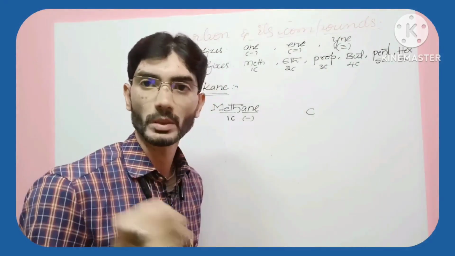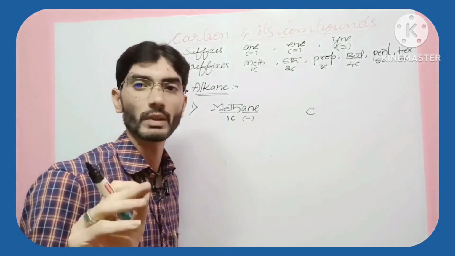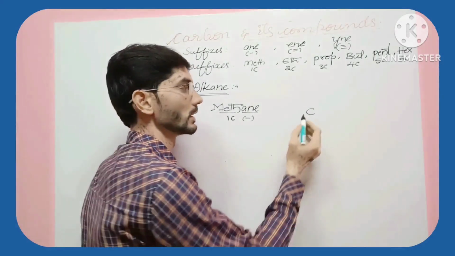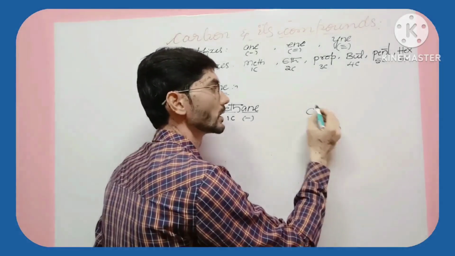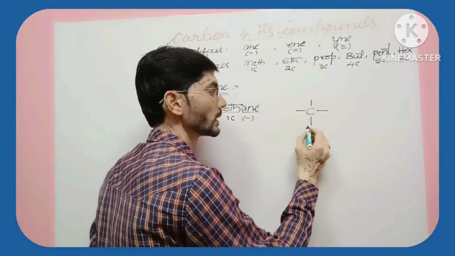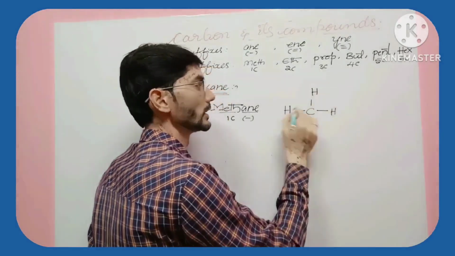In previous concepts we have learned that, so I need not explain it once again. The valency of carbon is 4. Now let's balance the tetravalency here. See, the carbon: single bond, single bond, single bond, single bond. 1, 2, 3, 4. And in the remaining places you write H, H, H, H.